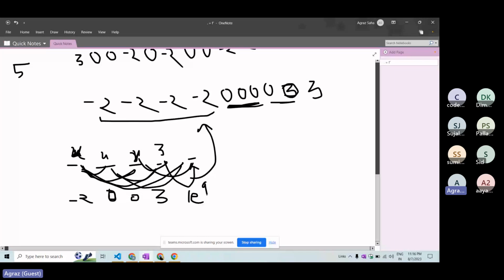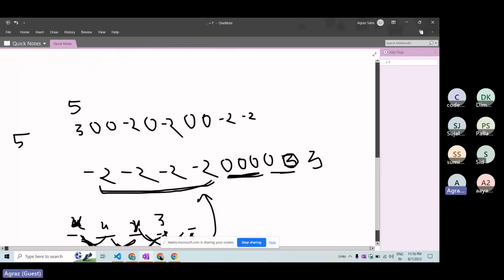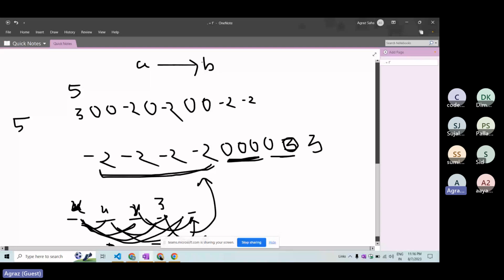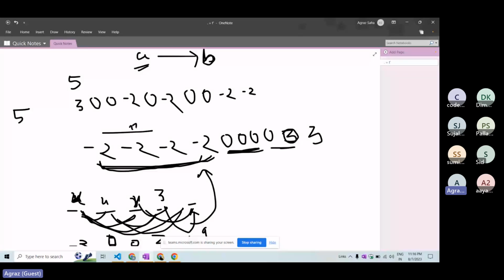So I will sort here. The first 4 elements will be the same, of course, because we have promised that from array A only, B is produced, right? So of course A will exist. So the first 4 elements have to be the same. So the first n minus 1 elements have to be the same. Next the n minus 2 elements will be the same. Next the n minus 3 elements will be the same. Next the n minus 4 elements will be the same. This is the approach.